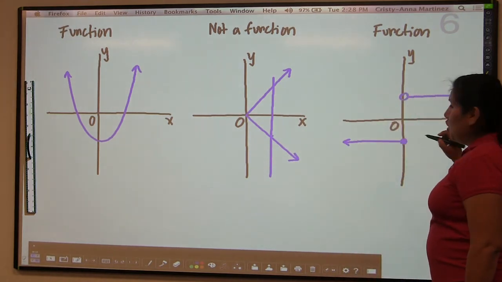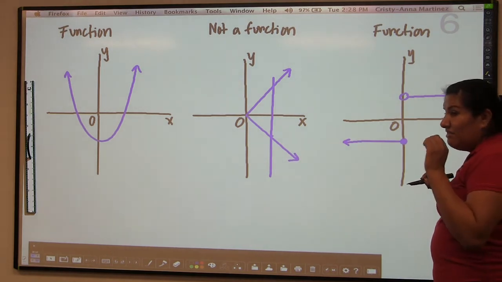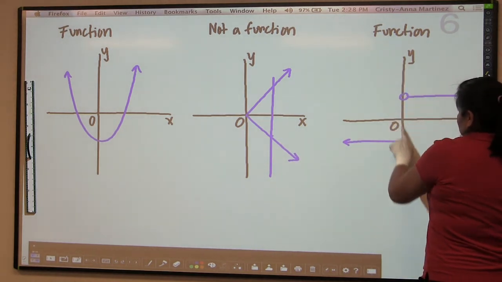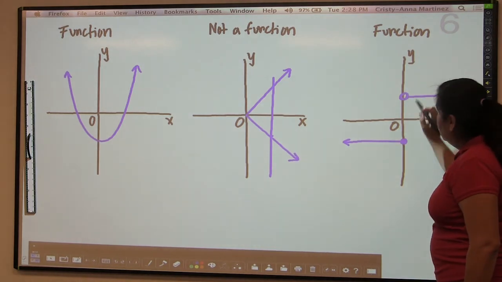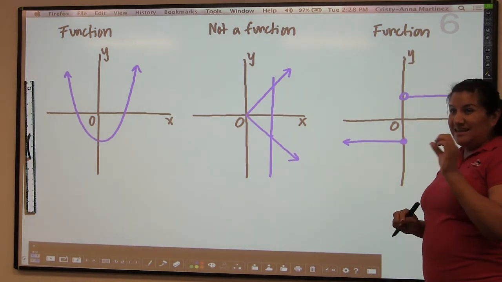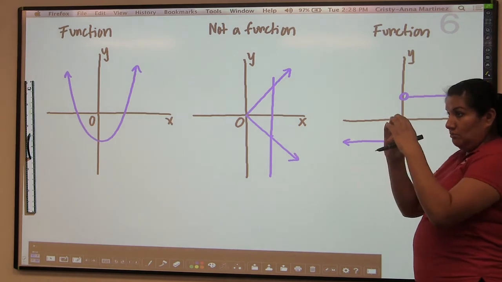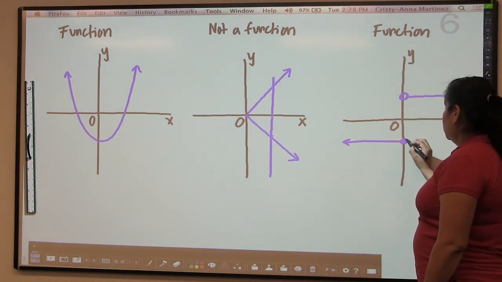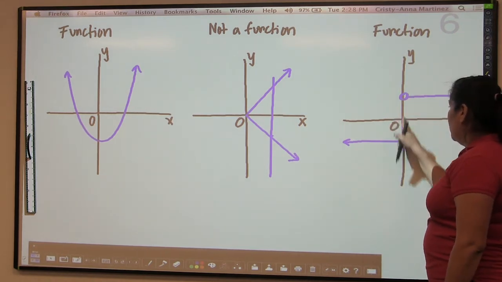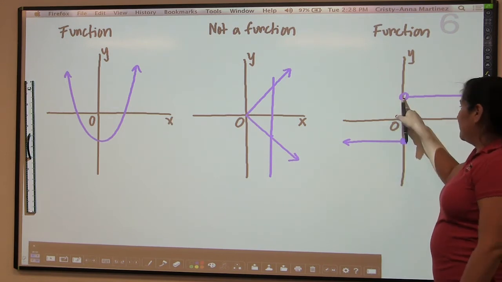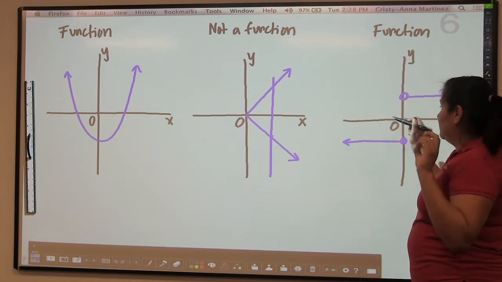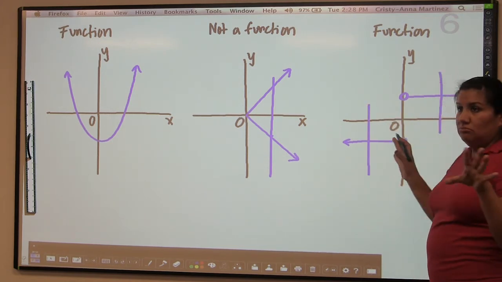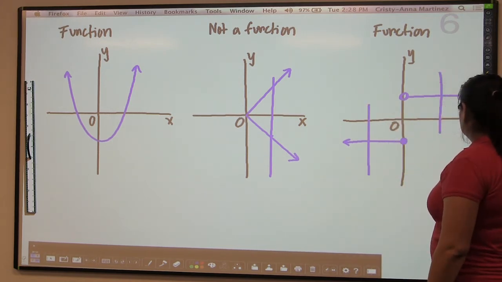This one, the only place where you might think it has a problem is the y-axis. Does it cross 2 times? No, because this is an open dot, and open means it's not included. This one is closed, so it only crosses 1 time right here. That one doesn't count because it's open. Doesn't include it. There's your 1 point. So it passes, it passes, it passes, we're good. So that is how you do the vertical line test.